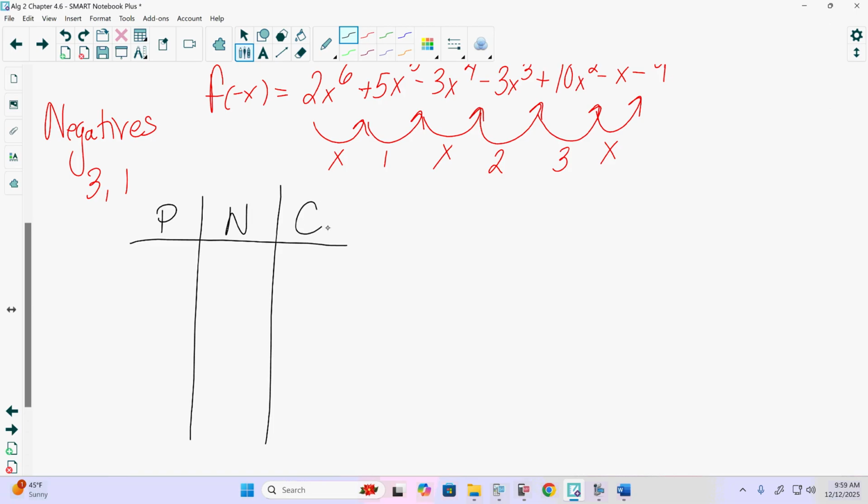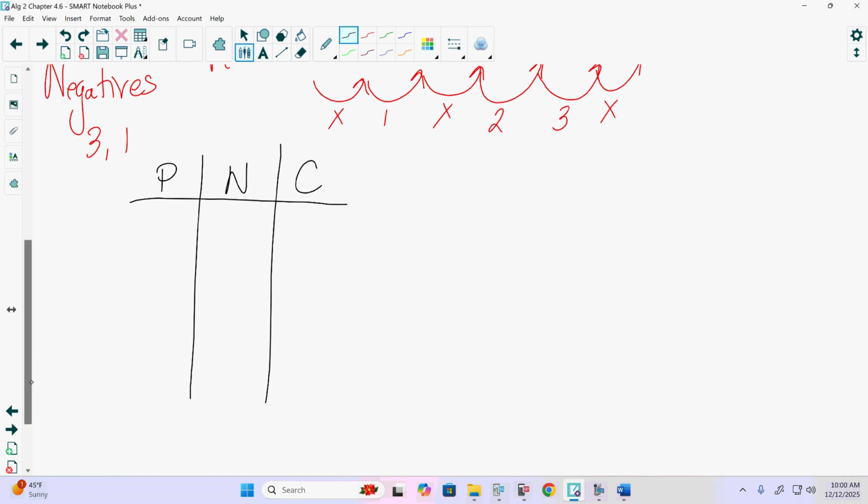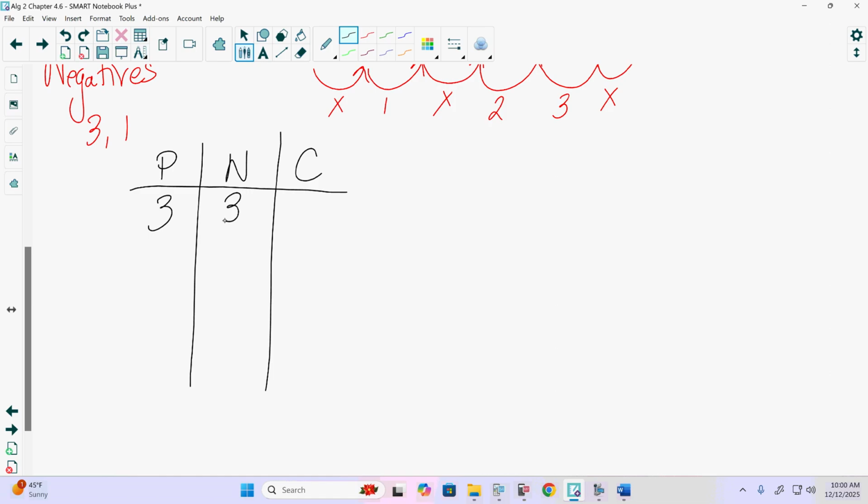Now, when we set the table up, really what we're doing is finding all the possible combinations of the 3 and 1 for positives and the 3 and 1 with negatives. And we get the complex with what's left over from the total. Since it is a degree 6, we should have a total of 6 solutions. I always start with the most of each. So 3 positives, 3 negatives. That does give me a total of 6, so I'm not missing any from my total number of solutions. The degree tells us we should have 6 solutions, so they're all there.